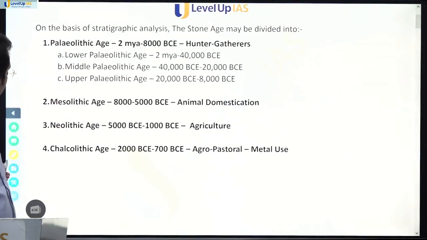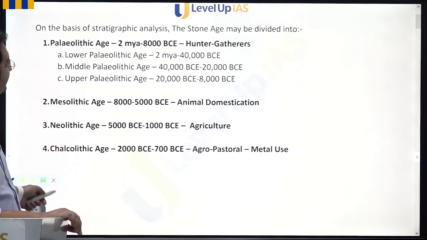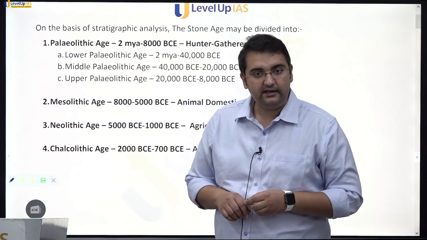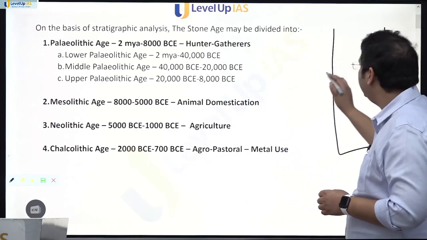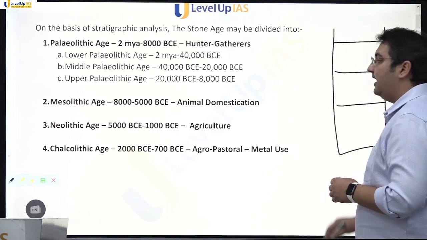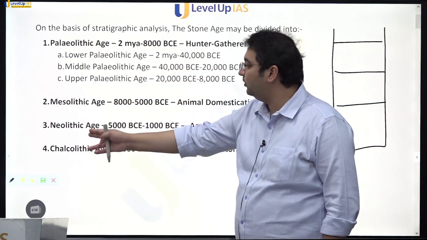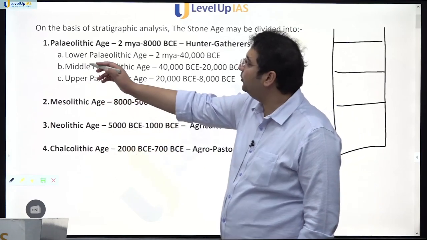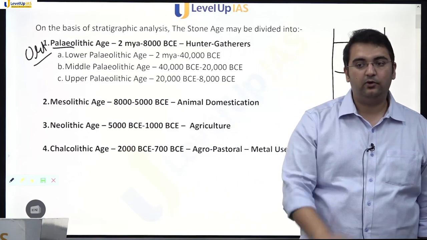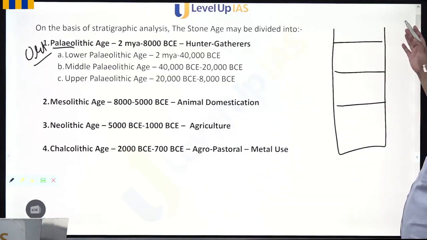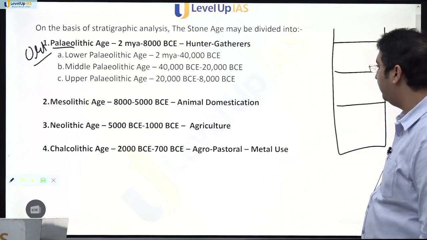Now, on the basis of stratigraphic analysis, the Stone Age may be divided into 3 or 4 phases. Stratigraphic analysis ka matlab, strata ka matlab kya hota hai? Layer, right? So, on the basis of division of the entire column of excavated land into different layers, we can divide the entire history of the Stone Age into 4 different stages: Paleolithic, Mesolithic, Neolithic, and Chalcolithic. Theek hai? Paleo means old. So, this is the old Stone Age. Now tell me logically, where do you think remains of the old Stone Age are going to be found? Near the surface or at the very bottom? At the very bottom, because you are digging from top to bottom.